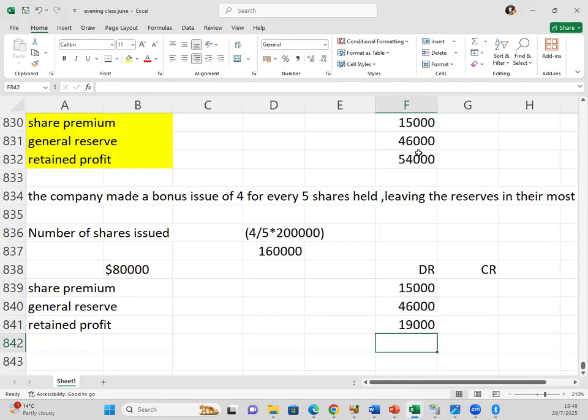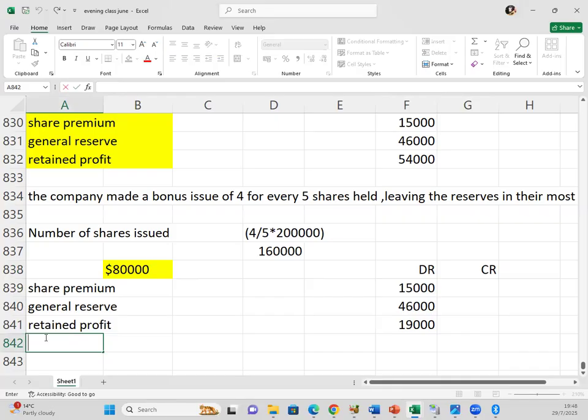So you're not going to debit everything in the retained profit. You just debit the remaining amount because the issue is supposed to be financed by a total of 80,000. And this 80,000 has to be taken from the reserves. So you take what is in the share premium. If it's not enough, you go to the next reserve, which is below share premium. After share premium, you go to the next reserve until it's enough to finance the issue.